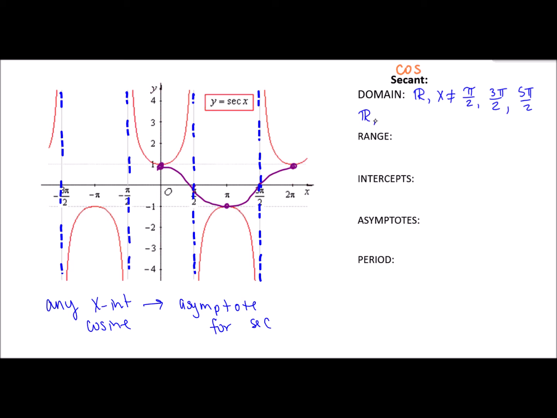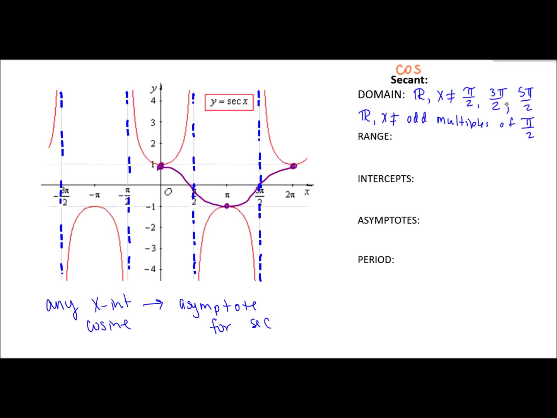So that's actually going to be all real numbers, except x cannot equal, now I'm just going to write this out in words. I'm not going to write it with a k so it doesn't get confusing. Odd multiples of pi halves. Notice how it's 1 pi halves, 3 pi halves, 5 pi halves, and so on. And the negatives as well.